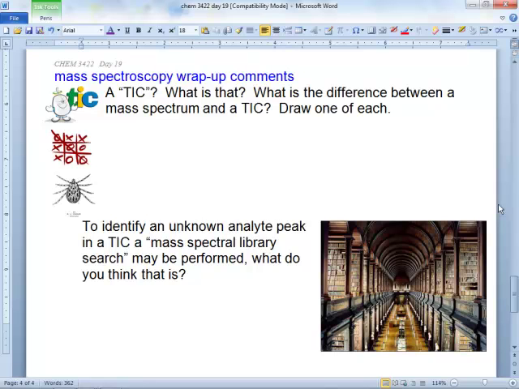What's a tick? Draw one of each. We already drew a mass spectrum. Right?